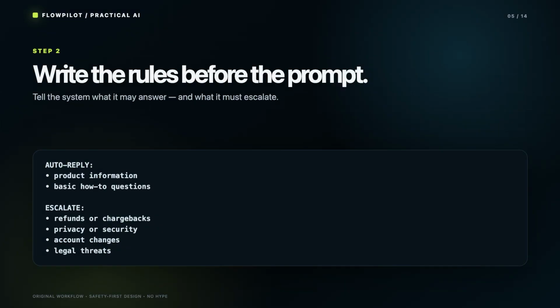Next, open Configure Support Rules. Replace the business name, owner name, and support email. Then rewrite the support policy for your real operation. The important part is not a clever prompt. It is a clear boundary. List the topics the system may answer and the actions it must never promise. In the included version, refunds, chargebacks, complaints, privacy and security, legal threats, and account changes always go to a human. If you work in healthcare, finance, or another regulated field, make the escalation boundary even stricter.